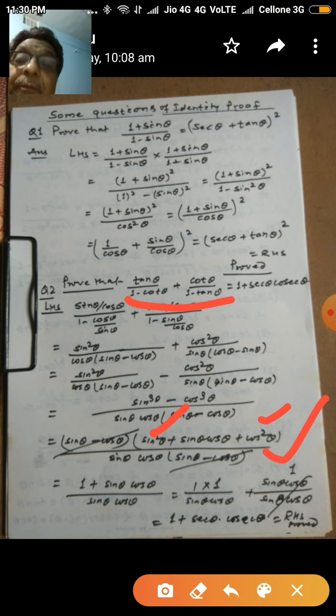In that proof, we don't take sin square theta plus cos square theta equal to 1. Rather we take all these terms, that is sin square theta plus sin theta cos theta plus cos square theta, whole divided by sin theta cos theta, and then separating them we get 1 plus tan theta plus cot theta, the RHS. So in this way, I have solved two important questions as samples.